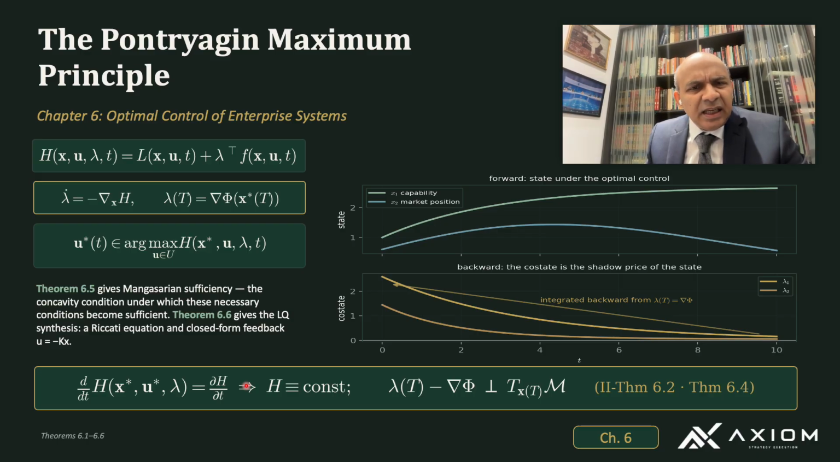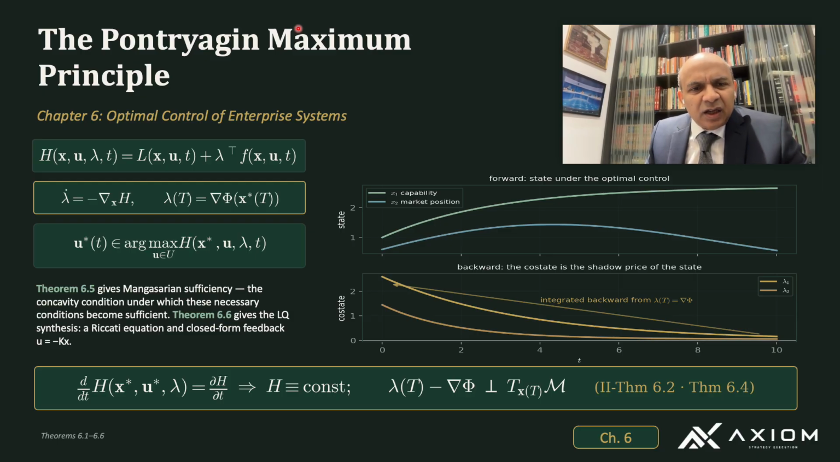So the Hamiltonian conservation that's being displayed over here has no explicit time dependence. So when you have H as a constant, so no explicit time dependence. Along an optimal enterprise trajectory, an autonomous Hamiltonian remains constant over time.